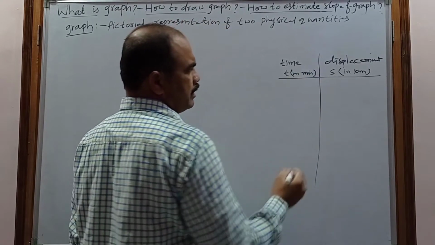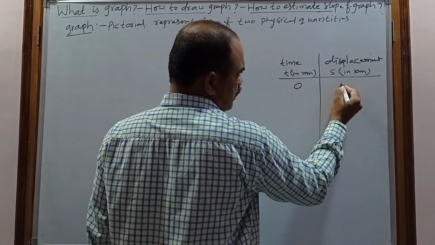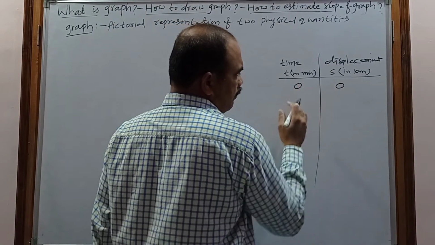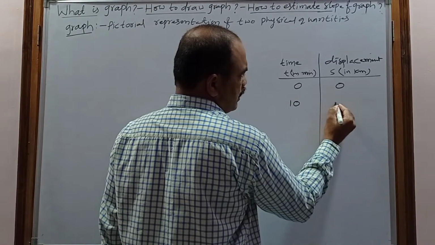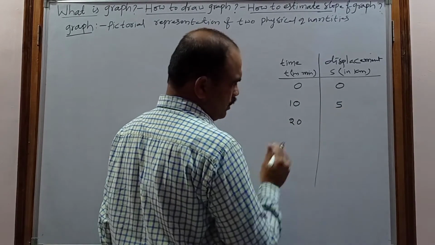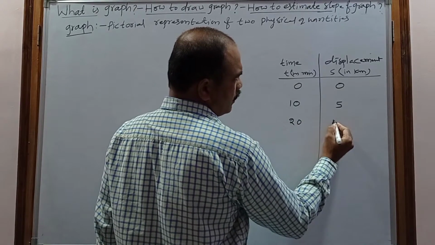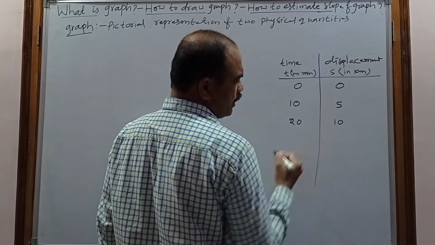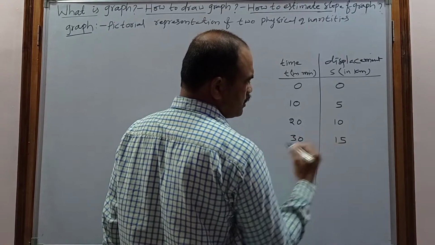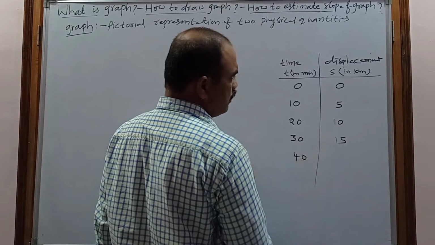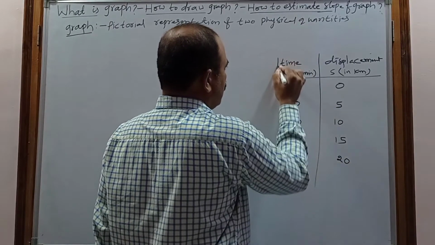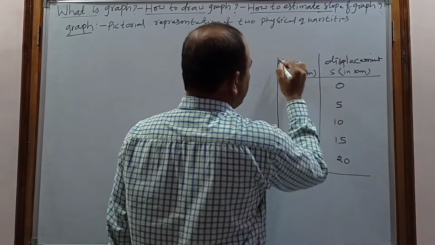For example, the displacement at 0 minutes, consider 0 kilometers. The displacement of this body when the time is 10 minutes, consider 5 kilometers. When the time is 20 minutes, consider the displacement of the body to be 10 kilometers. When the time is 30 minutes, the displacement will be considered 15 kilometers. When the time is 40 minutes, the displacement will be considered 20 kilometers. Now these are the two physical quantities I am taking.